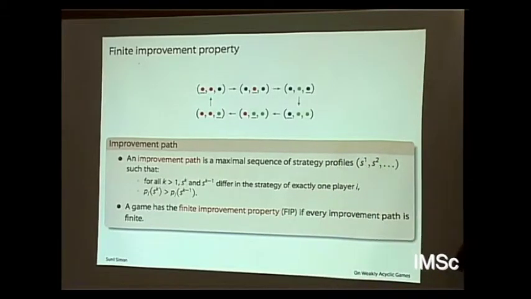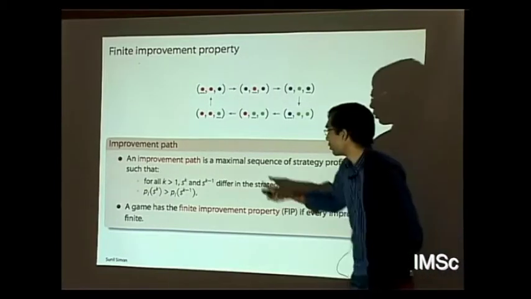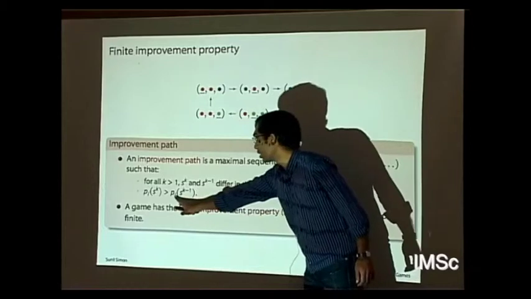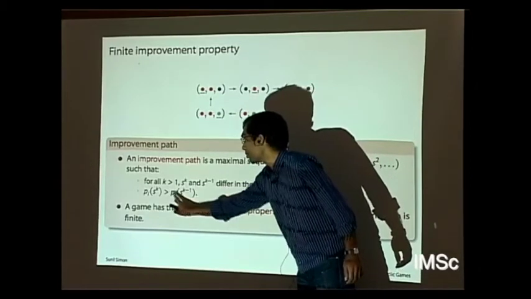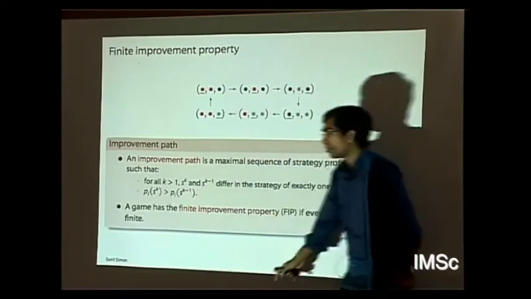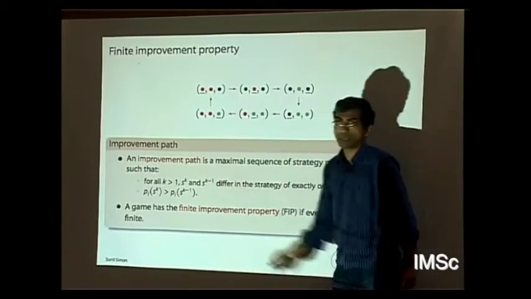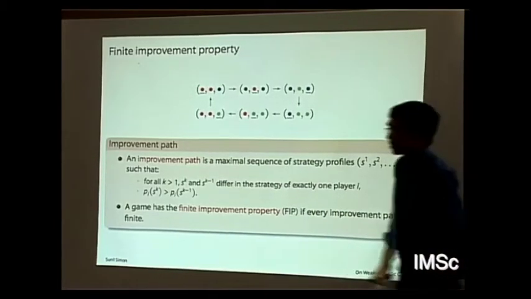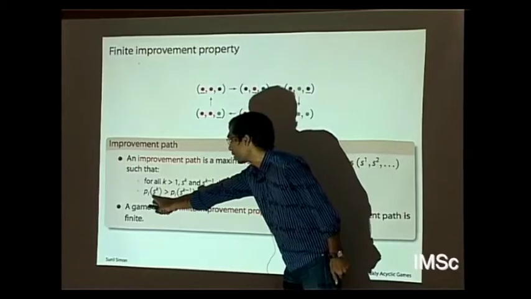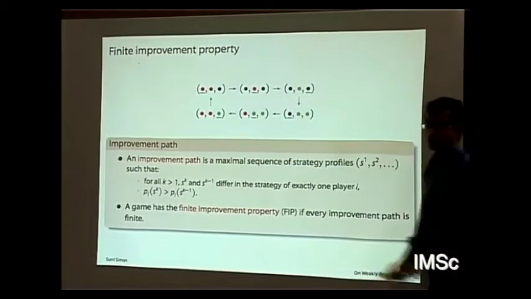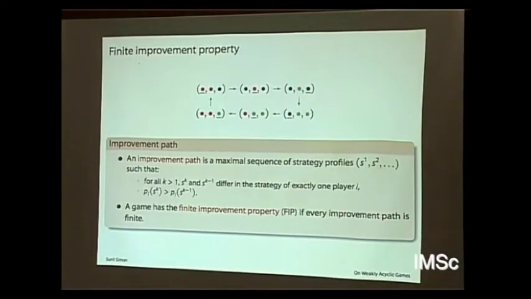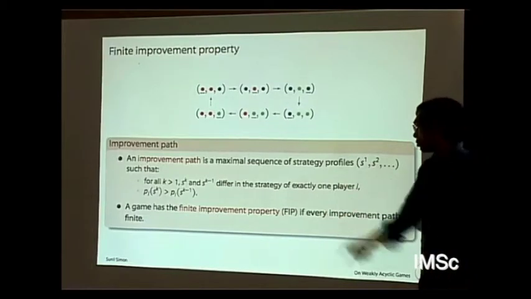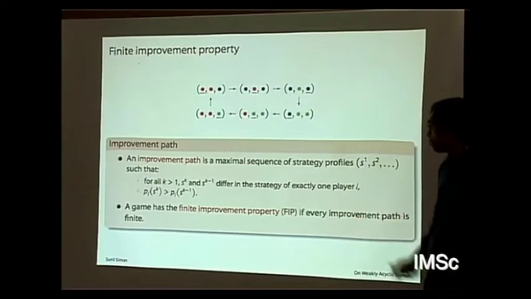Okay, so note that when player i changes from, let's say, Sk minus 1 to Sk, I am not insisting that he plays the best response. The only restriction is that the payoff strictly increases. It need not be the best response. So a game has the finite improvement property if every improvement path is finite.